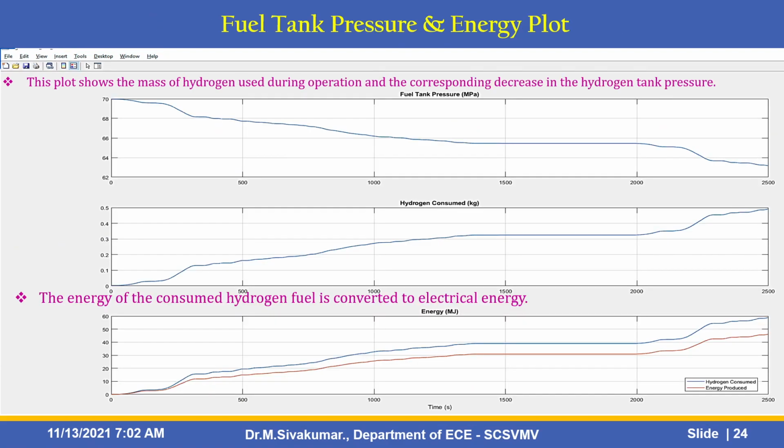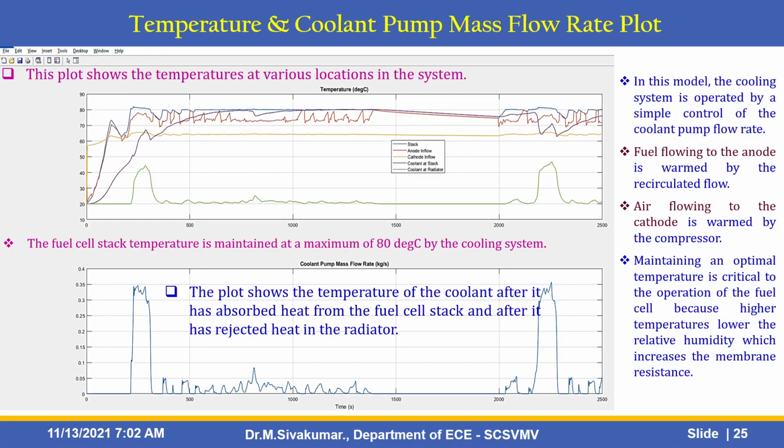And finally, we are going to see the fuel tank pressure and energy plot. Here, this plot shows the mass of hydrogen used during operation and the corresponding decrease in the hydrogen tank pressure. The energy of consumed hydrogen fuel is converted to electrical energy. Okay, then the temperature and coolant pump mass flow rate analysis.